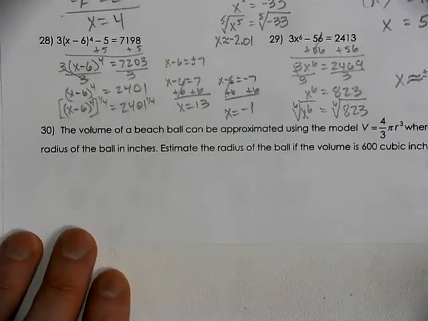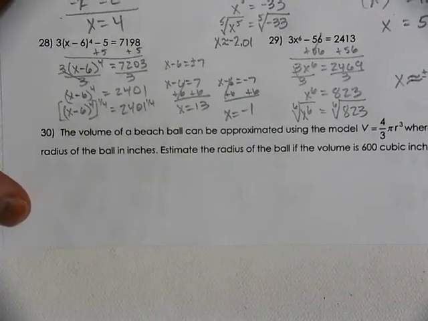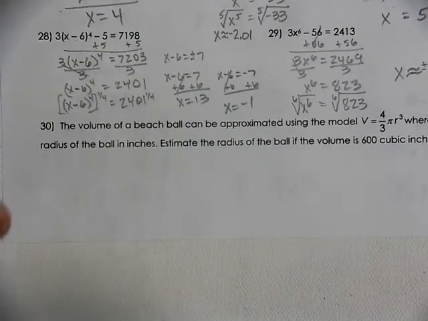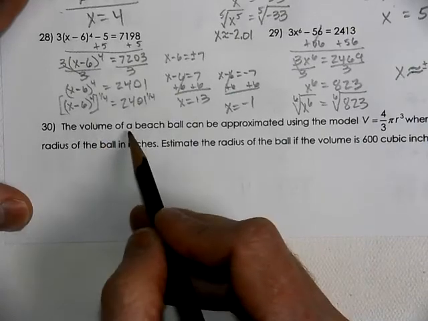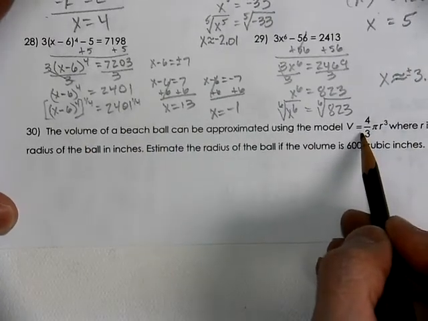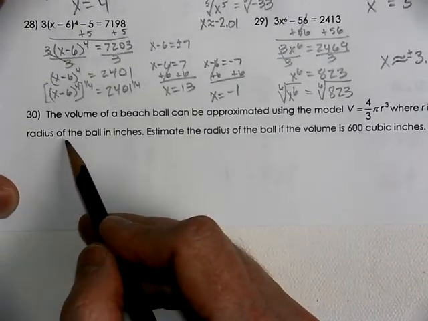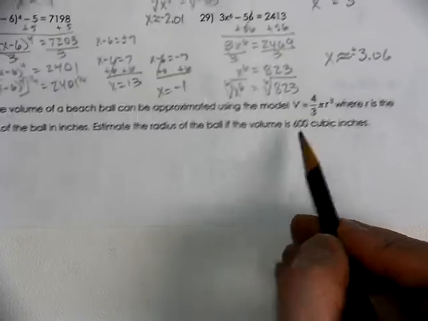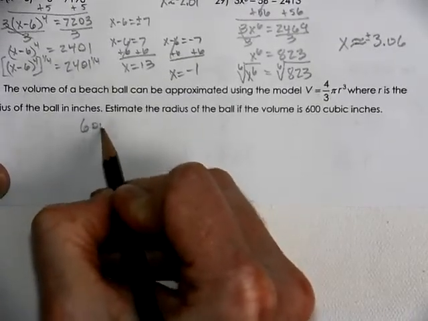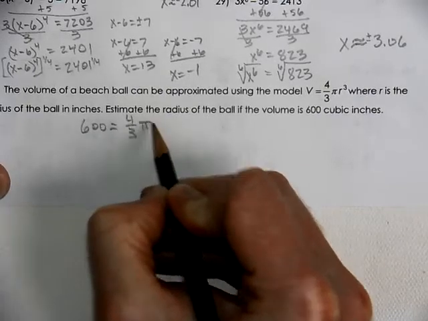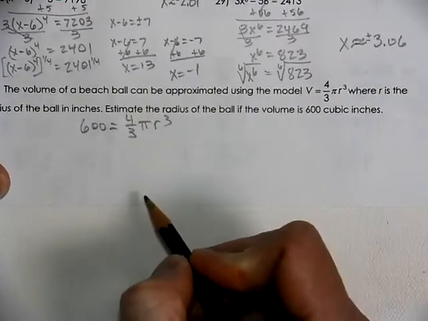So our last example. We have the volume of a beach ball can be approximated by using this formula, where r is the radius. We're going to estimate what the radius would be if the volume is 600. So we have 600 equals 4/3 pi r cubed.